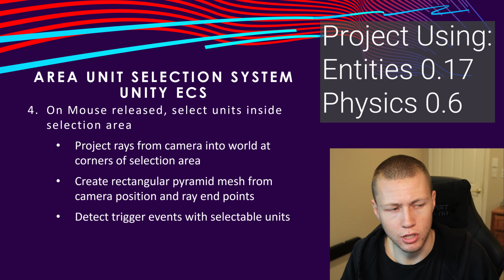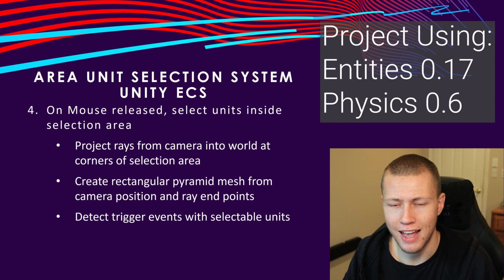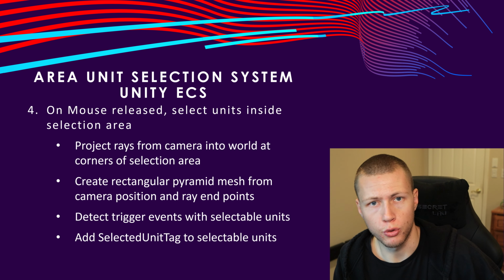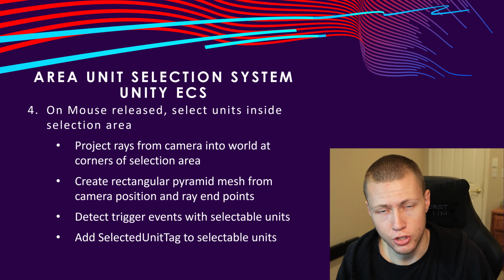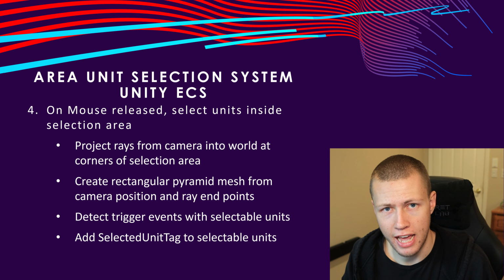So that gets into some of the complexity and quirks of the Unity DOTS physics system as it stands right now. Anyways, once those trigger events are raised, we'll just go through all the trigger events and confirm that we can actually select this unit because it has a selectable unit tag. And if it does, then we'll go ahead and add the selected unit tag onto it.